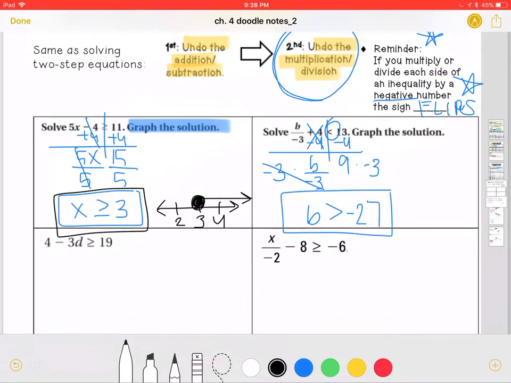Now graph that. Make your own. It doesn't have to be a huge graph. Make your little graph. Put negative 27 in the middle. I want a number to the left and a number to the right. Remember, with negatives, be careful. This should be an open circle, and your arrow should be going to the right. B is greater than negative 27.